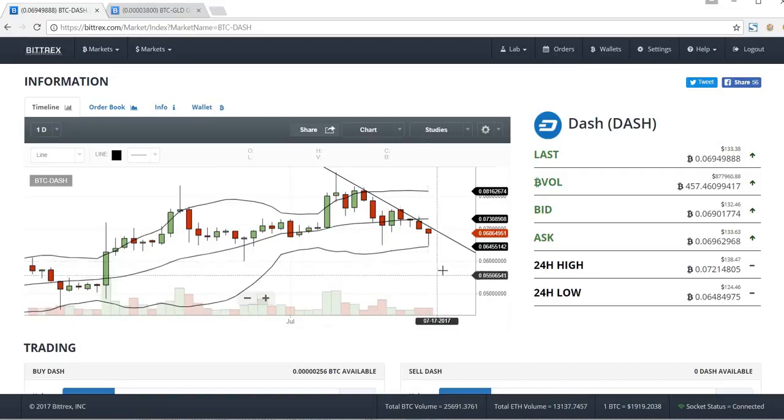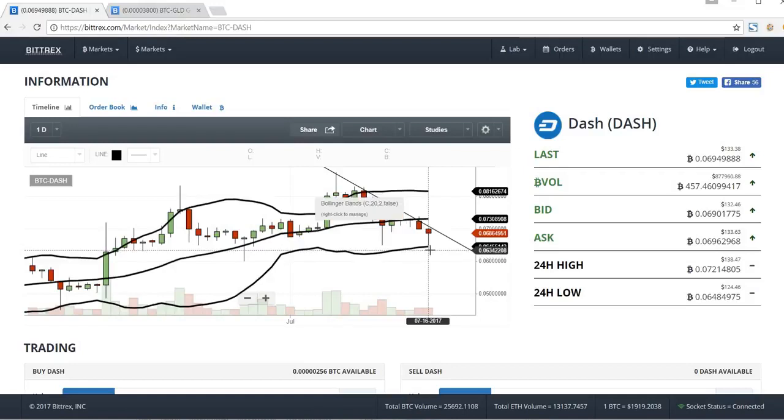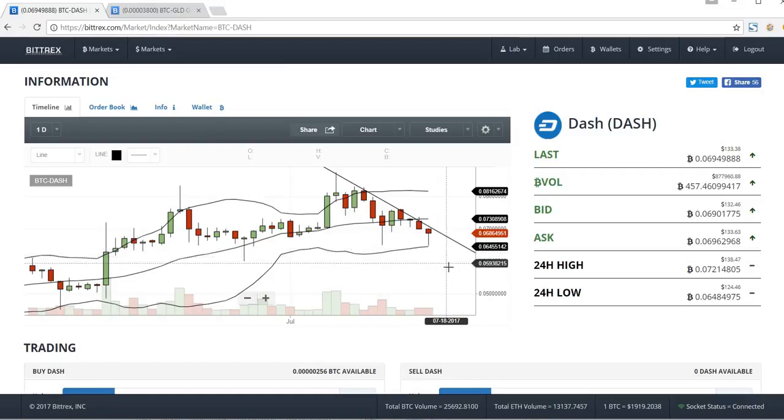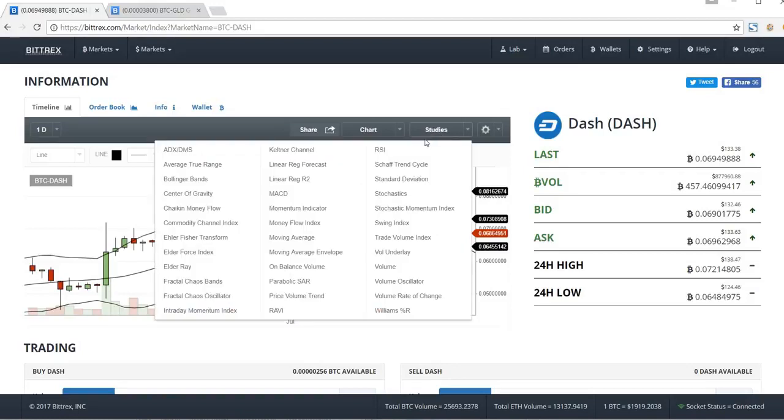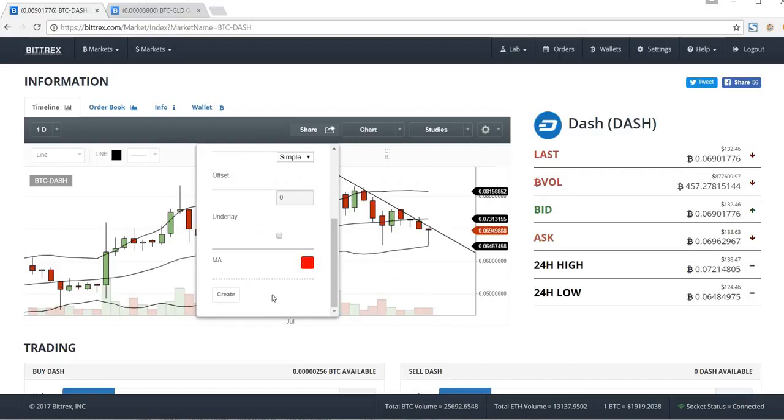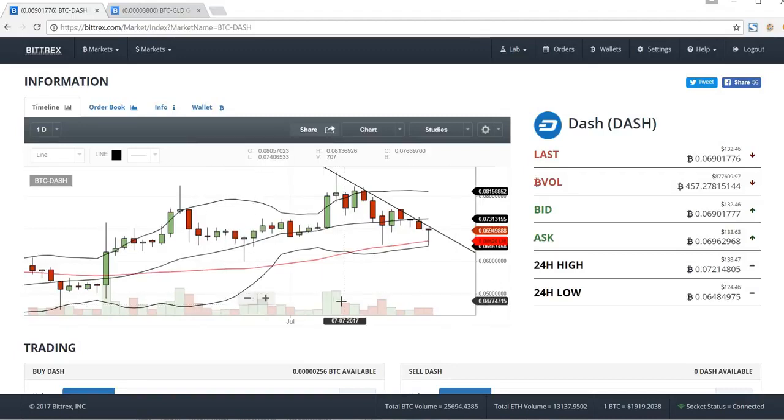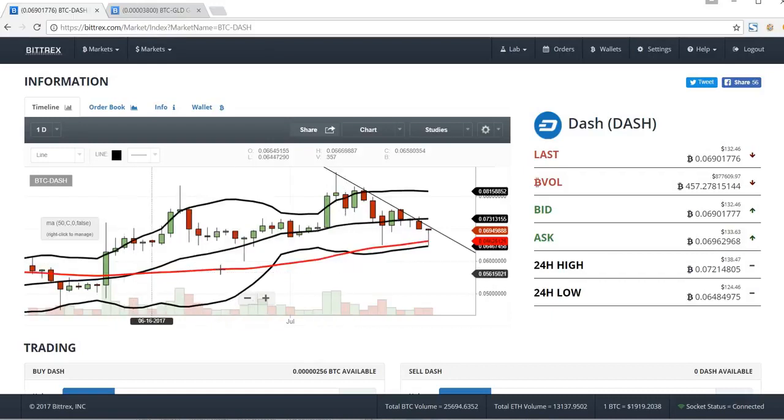If you look at the price today, we have actually touched the Bollinger Band, which is a good sign. But we need some more data, I think. So let's go back to studies and add something else. In this case, I will use the moving average, just with the default settings. Okay, so here is the moving average, the red line here.